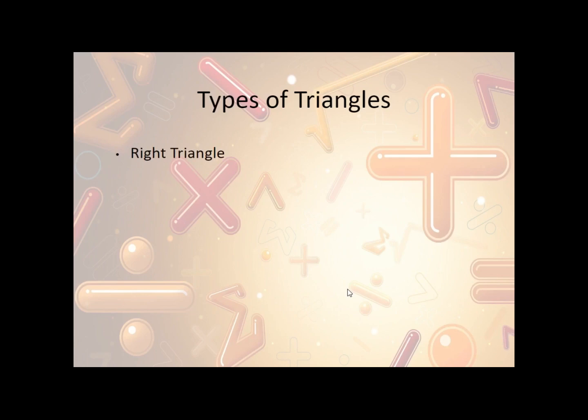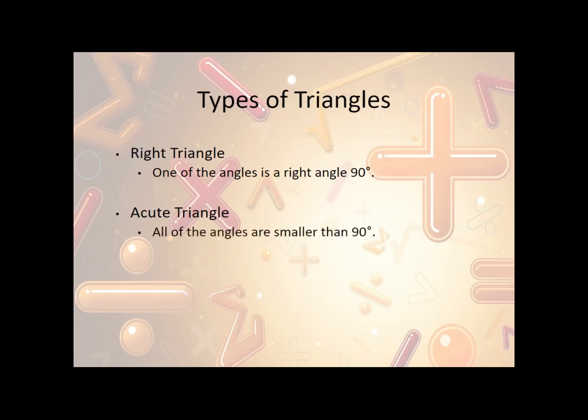Other types of triangles, we have right triangles, where one of the angles is a right angle, or a 90-degree angle. Acute triangles have all angles smaller than 90 degrees, and an obtuse triangle has one of the angles bigger than 90.